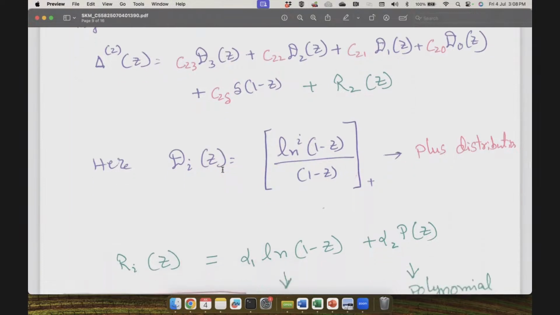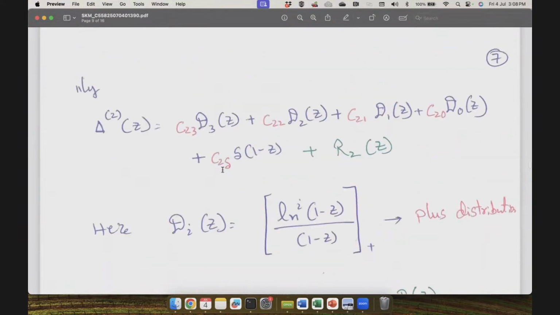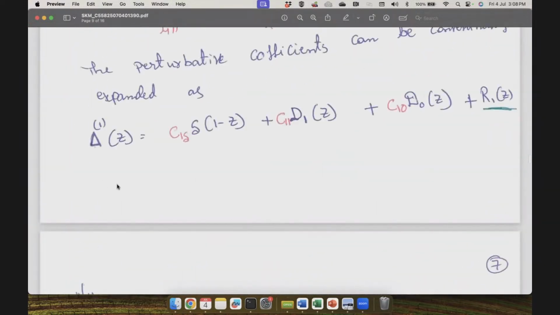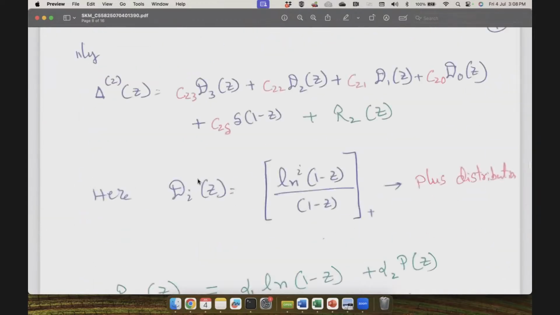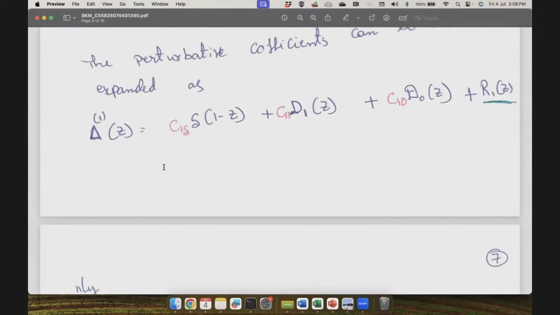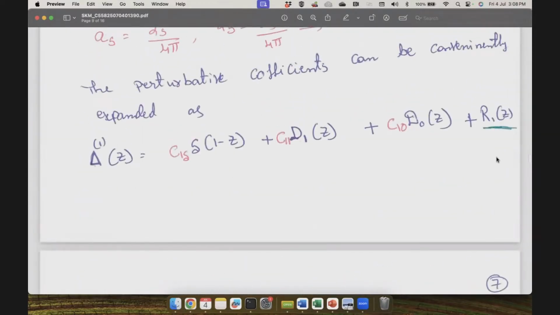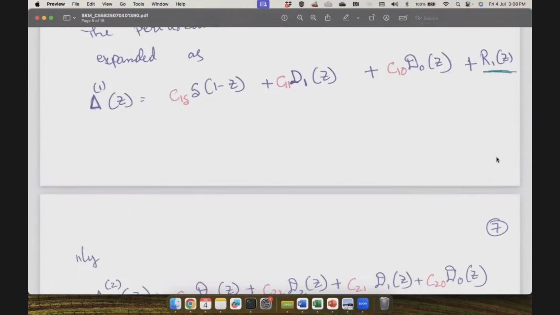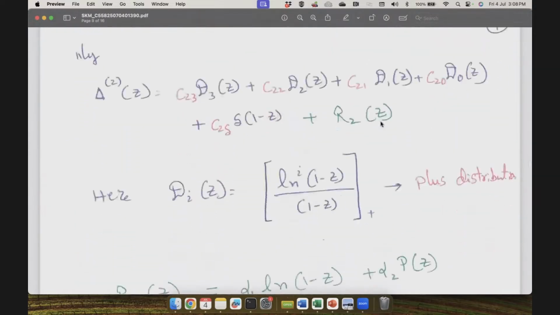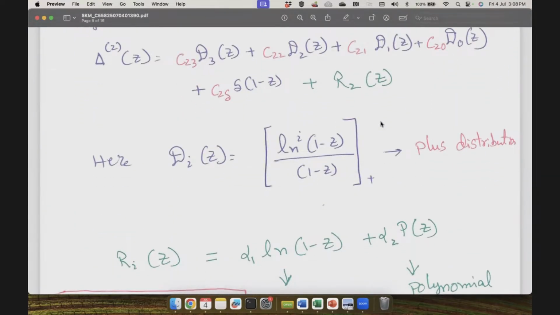So then we come to the first order correction and the second order correction. We have something called the R1. What is this R1? R1 is a regular class I'm talking about, meaning anything which does not have this type of Dirac delta function or this type of curly D contributions. So what does the structure of these regular corrections look like?